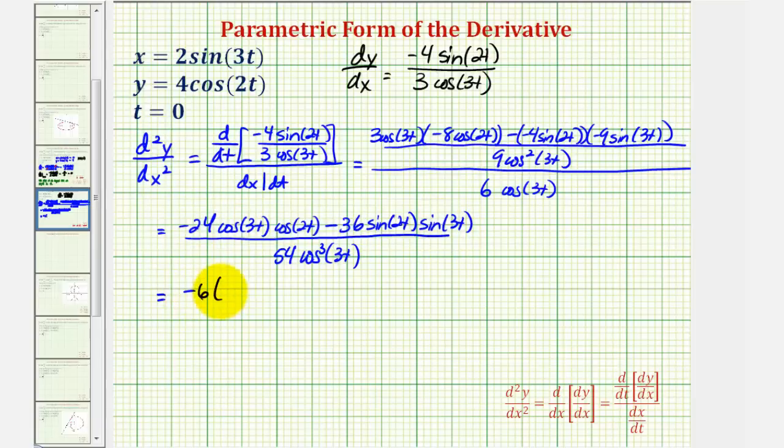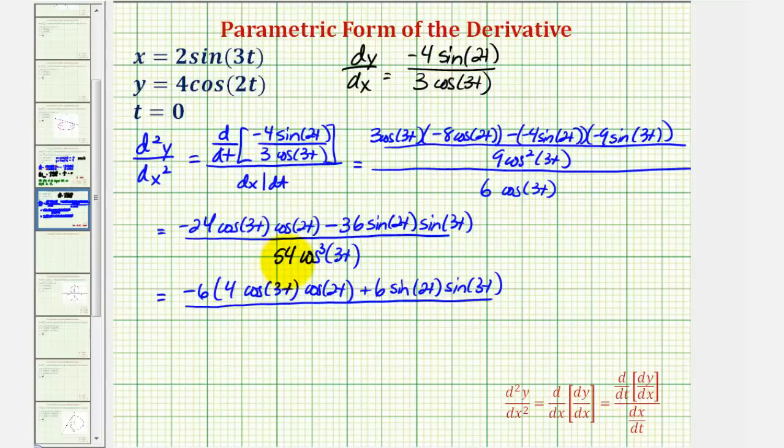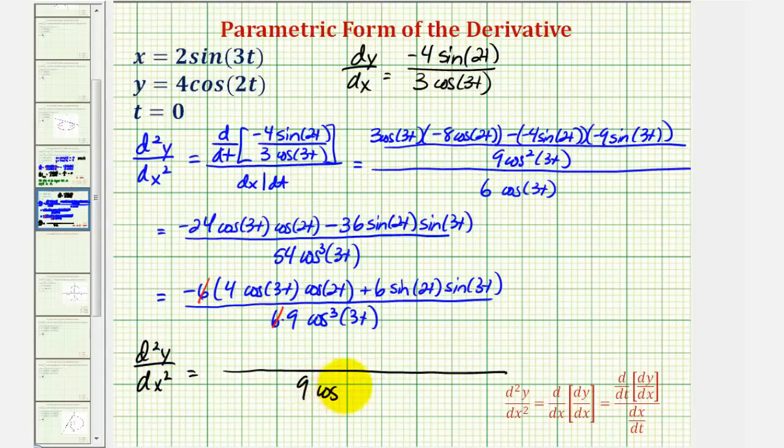So I factor out negative 6, that'll leave us with 4 cosine 3t cosine 2t. And then because we're factoring a negative out, it'll be plus 6 sine 2t sine 3t. And divided by 54, which is equal to 6 times 9, so I'll write this as 6 times 9 cosine cubed 3t. In this form, we can see the 6's simplify out, leaving us with our second derivative, where our denominator is 9 cosine cubed 3t, and the numerator would be negative, and then the quantity 4 cosine 3t cosine 2t plus 6 sine 2t sine 3t.